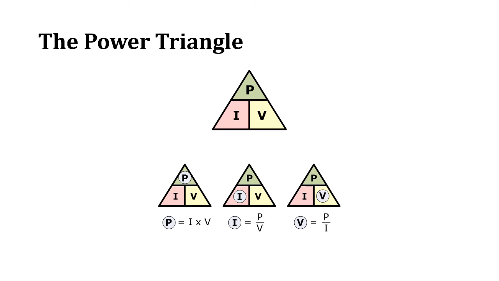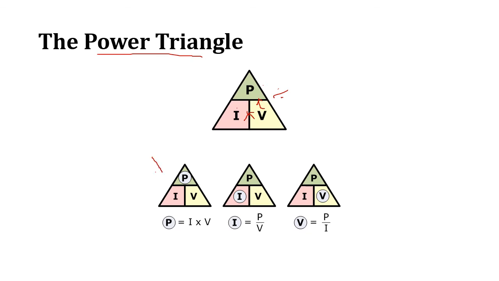Previously we analyzed the Ohm's law relationship triangle. Now we are going to analyze the power triangle. To find the power P, in the same manner the power triangle will work. Between V and I we have to consider multiplication. Between P and I, or P and V, we need to consider division. In such a manner we can find the unknown parameter.